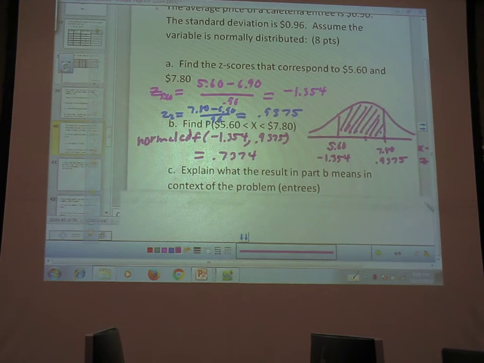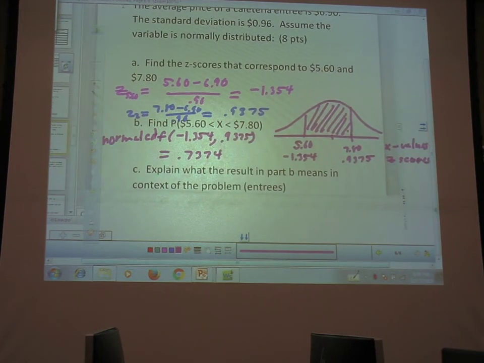Good? Everybody else get that? Yeah, I got 7.9, but we might have rounded. I rounded mine differently. Okay, 7374, 7379, something like that.